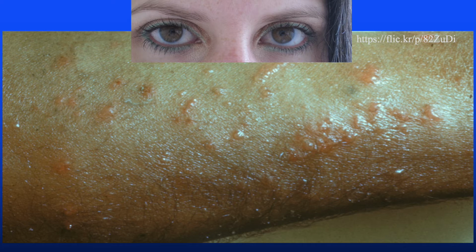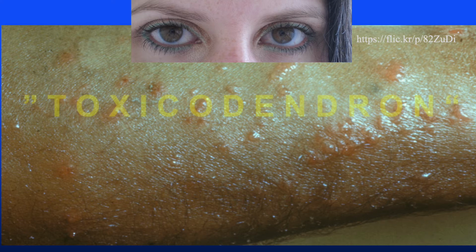The hope being that you will be able to look your attending or colleague straight in the eye and say, with confidence, toxicodendron.